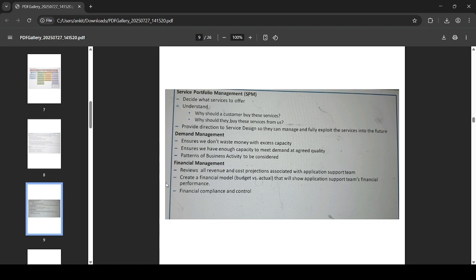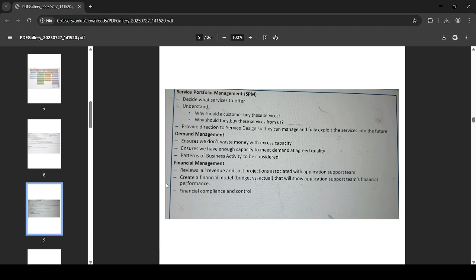Next is service portfolio management. It decides what services to offer, what all the services we need to offer to customers. Through service portfolio management, we can understand why a customer should buy these services, and why they should buy these services from us only. It provides direction to the service design so that they can manage and fully exploit the services into the future.